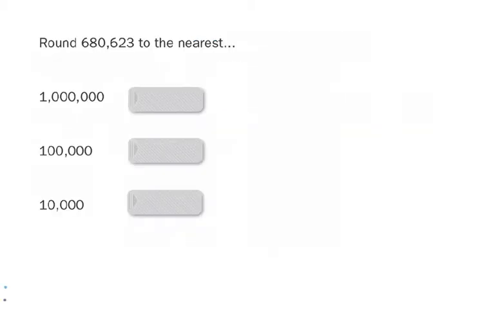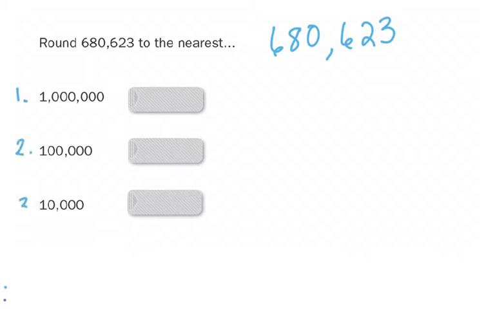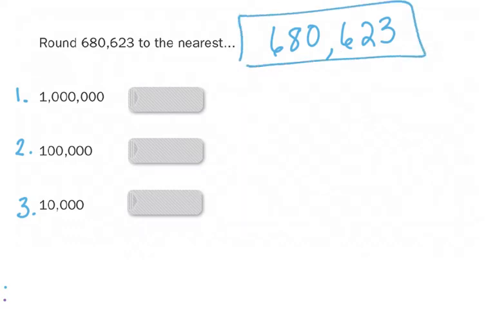So let's go ahead and start with our whiteboard. At the top of your whiteboard, I would like you to write the number 680,623. Go ahead and write that. And then you will number 1 to 3 on your whiteboard. We're going to round this number to the nearest million for number 1, nearest 100,000, nearest 10,000. So go ahead and round that number 3 different times to 3 different place values. Go ahead and pause your video and complete this task.